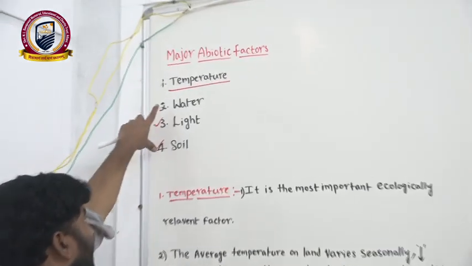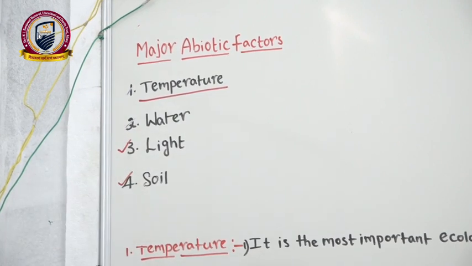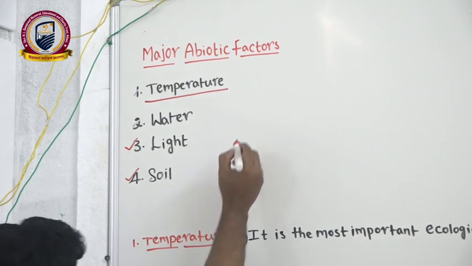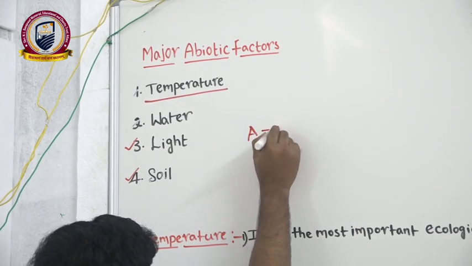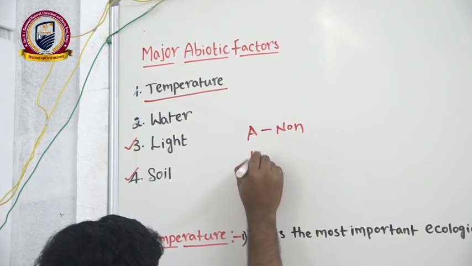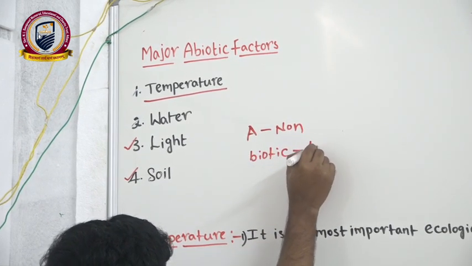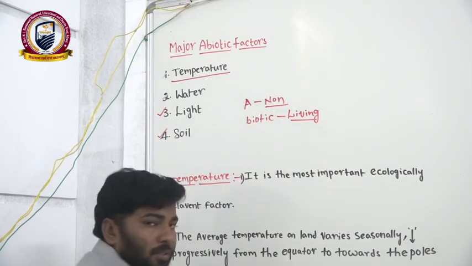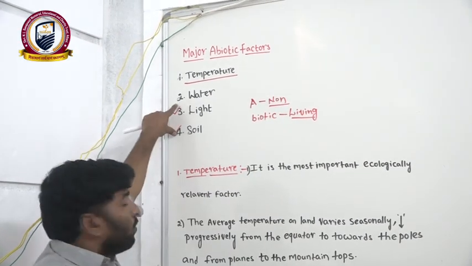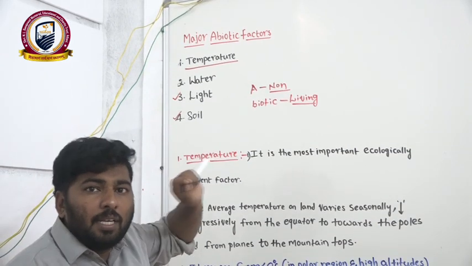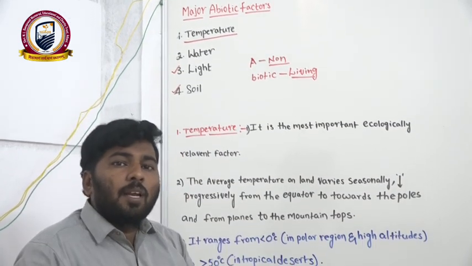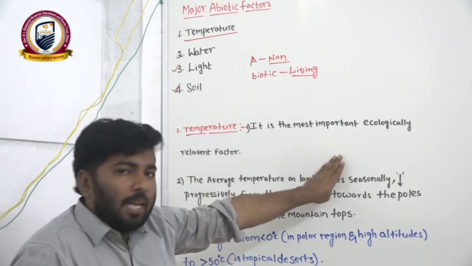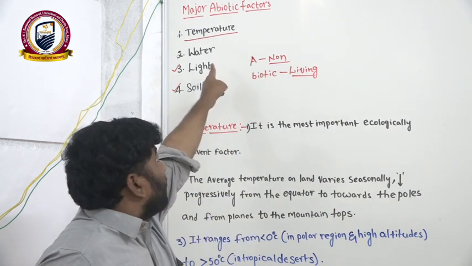Before going to the discussion of these abiotic factors, we will discuss what is meant by abiotic factors. Abiotic factors mean, a means non, biotic means living. Here we will discuss the non-living factors. You know very well, in the introduction part we discussed the interactions between organisms and their environment. Environment in the sense of abiotic factors.